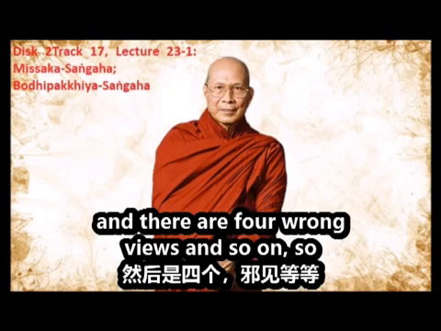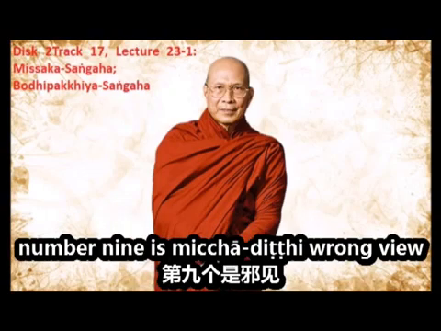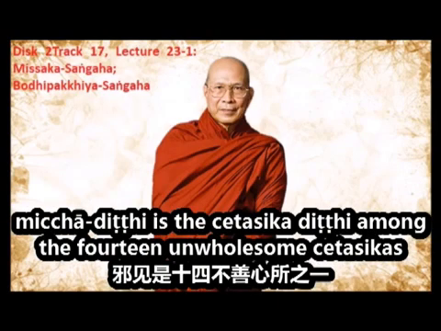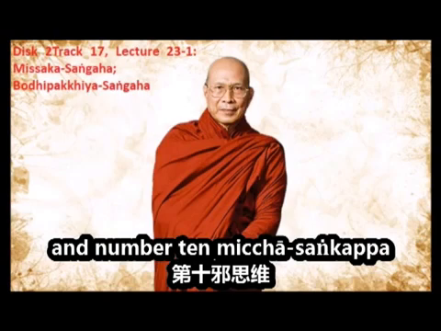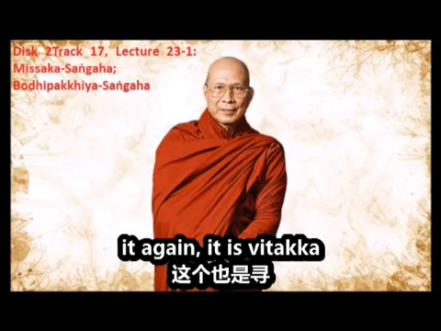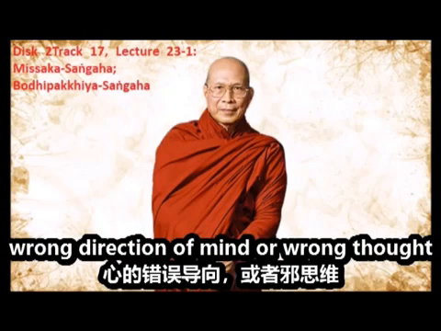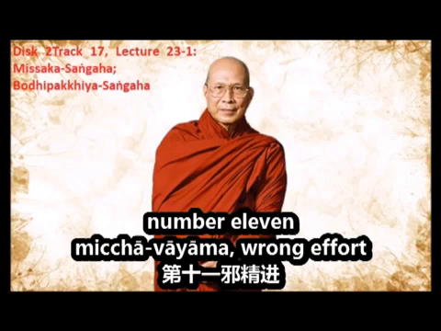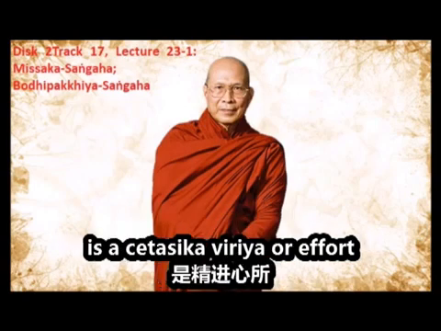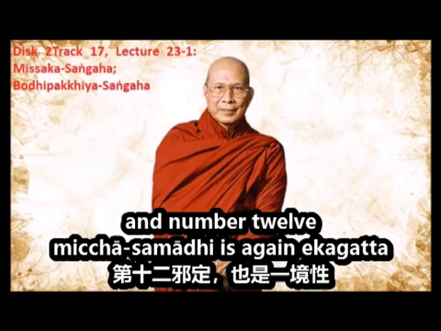Then there are 4 wrong factors and so on. So number 9 is miccha ditthi, wrong view. So miccha ditthi is the cetasika ditthi among the 14 unwholesome cetasikas. And number 10, miccha sankappa. It again is vitaka, wrong direction of mind or wrong thought. Number 11, miccha vayama, wrong effort, is the cetasika viriya or effort. And number 12, miccha samadhi is again ekaggata.